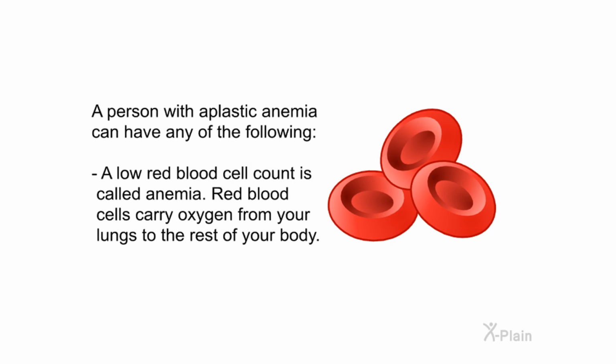A person with aplastic anemia can have any of the following. A low red blood cell count is called anemia. Red blood cells carry oxygen from your lungs to the rest of your body.